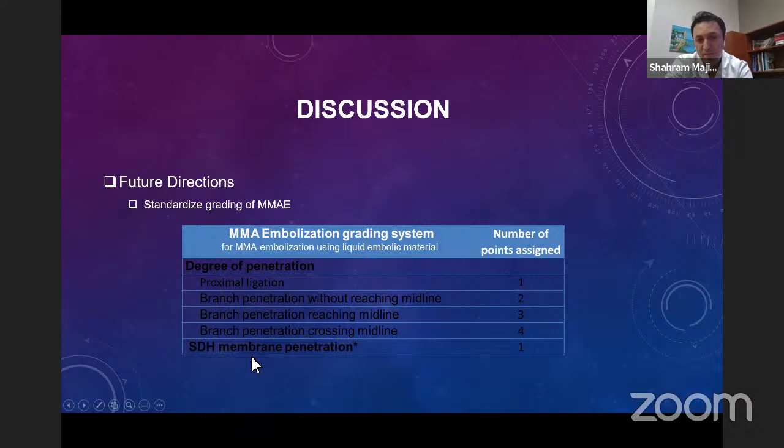And if a subdural membrane is identified during the microcatheter injection, and if there is membrane penetration of the embolic material, that injection will get an extra point for that. So most of the injections that I showed you will qualify for either grade 4 or 5 based on this grading system. We are in the process of finalizing this grading system in 100 consecutive patients that we have done here at Sinai, and we'll be finalizing the manuscript in the near future.